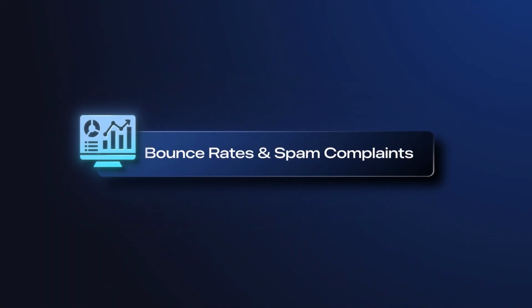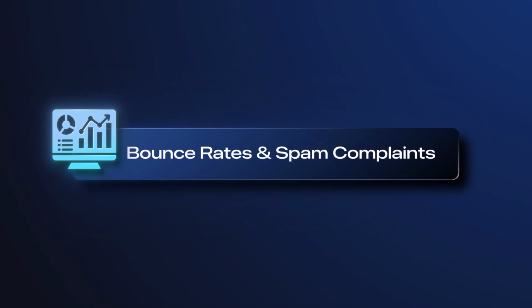Finally, you need to monitor your bounce rates and spam complaints. If your bounce rate is above 5%, your list quality is horrific. You're sending to bad emails and that's tanking your reputation. And if your spam complaints are above 0.1%, your messaging's off, or maybe you're just targeting the wrong people. And even one spam complaint across 1,000 emails can hurt your domain.